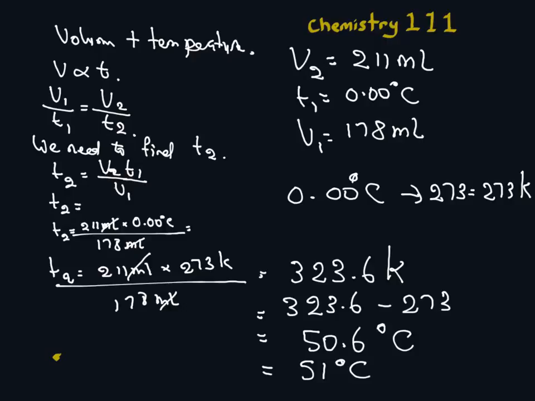Now that you have it in kelvins, you convert it back into degrees. So just take kelvins minus 273 to get back to degrees Celsius. So you get 50.6, and if you round it off, you get 51 degrees Celsius.